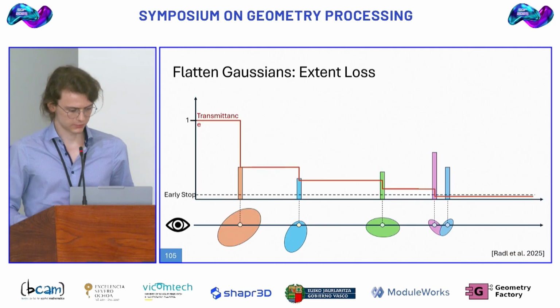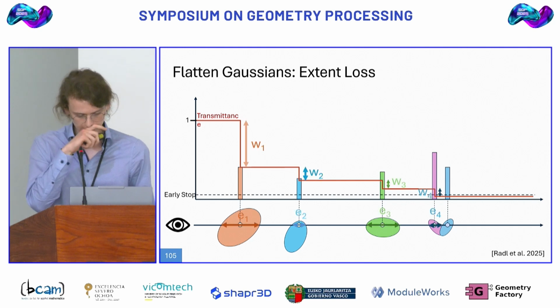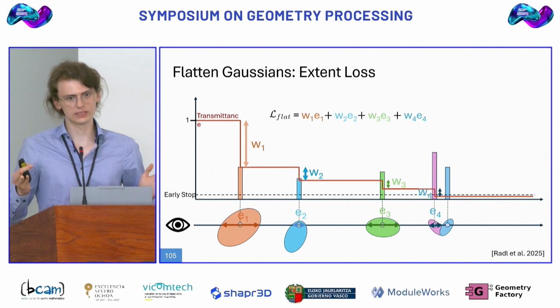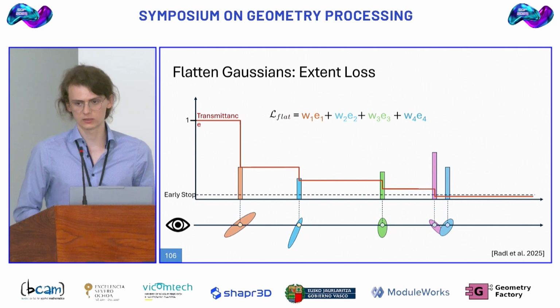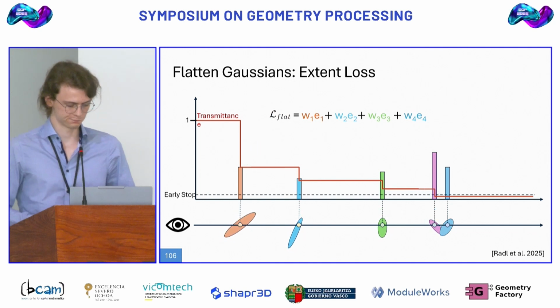We have found that what also works really well is to put a loss on the extent of the Gaussians. So we alpha blend the size of the 1D Gaussian along our ray and just add this to our loss. And what this will force the optimizer to do is flatten the Gaussian along the particular direction that we are viewing them from.